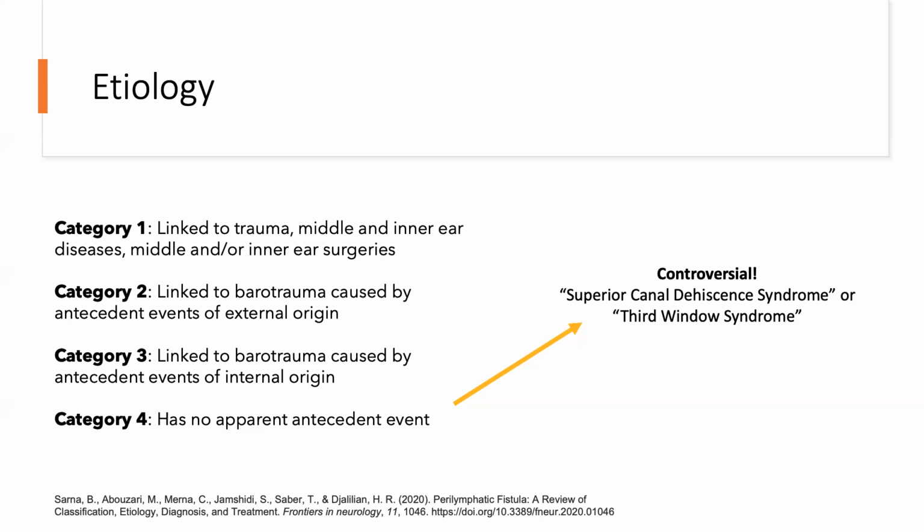Category 4 is essentially idiopathic. There is no known cause. However, that is very controversial among providers. Some believe that there are cases of idiopathic perilymphatic fistulas, but others believe it's just another pathology known as superior canal dehiscence syndrome, where the bone of one of the semicircular canals is eroded, leading to a third window for perilymph to leak.